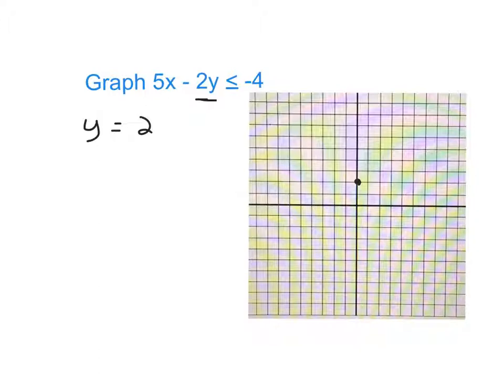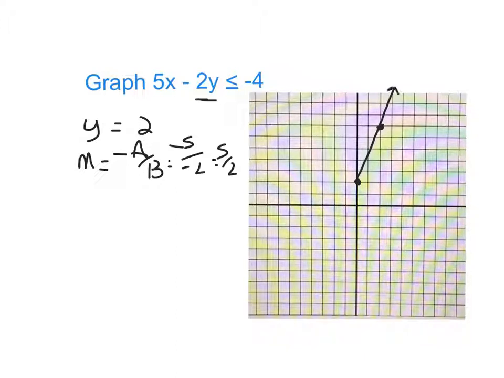Right, now the slope, remember the slope of this line is -a over b, which in this case would be -5 over -2, which is 5/2. So I'm going to start at that point, rise 5, 1, 2, 3, 4, 5, and run 2 to right there. There's my slope. I'm going to connect those dots with a solid line because there's an equal sign in there. So it's going to be a solid line. Not a very good one, something like that.